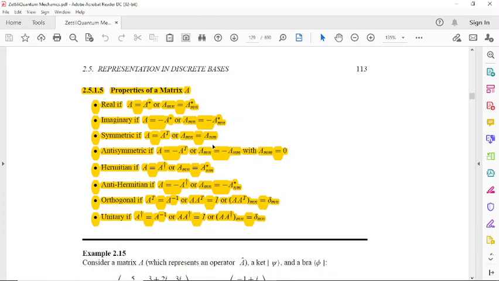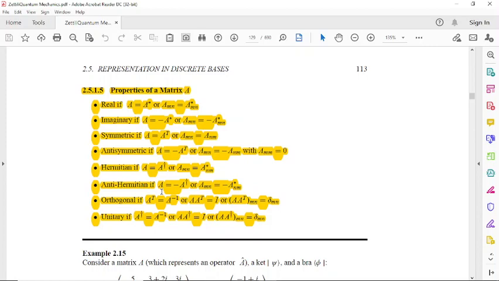These are properties of matrices we have studied. A mn equal to A nm. Antisymmetric if A equal to minus A transpose, A mn equal to minus A nm with A mm equal to 0. Then Hermitian if A equal to A dagger, or A mn equal to A nm star. Anti-Hermitian if A equal to minus A dagger, or A mn equal to minus A nm star.